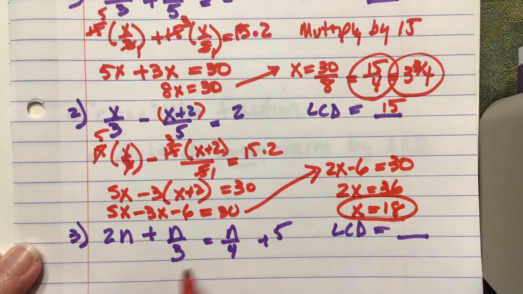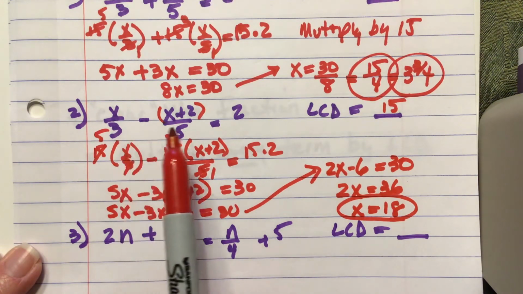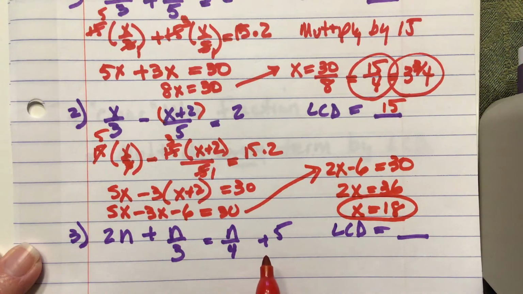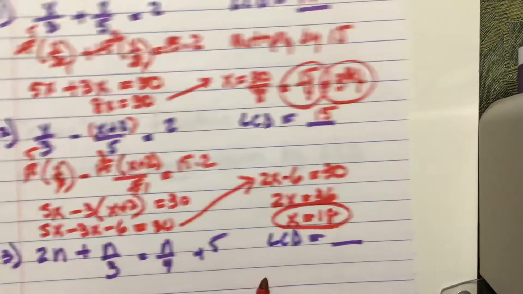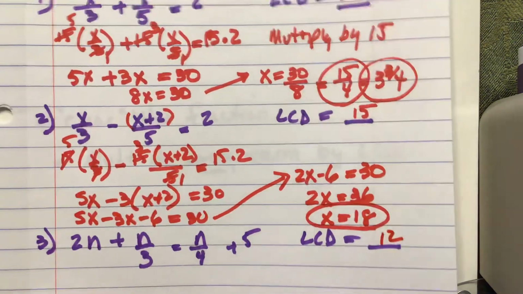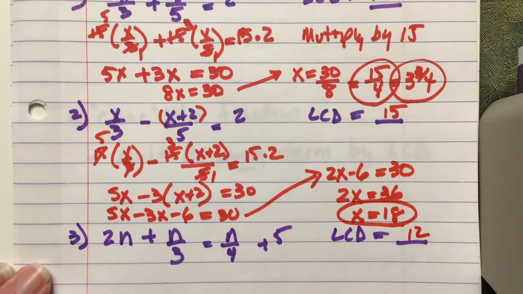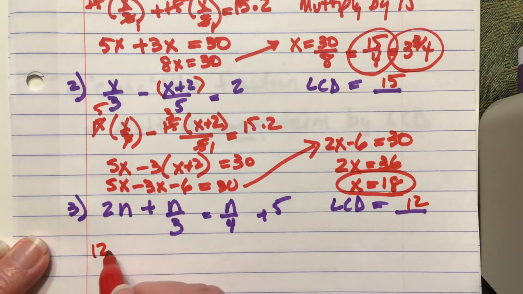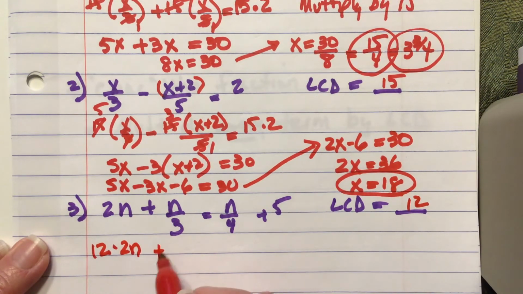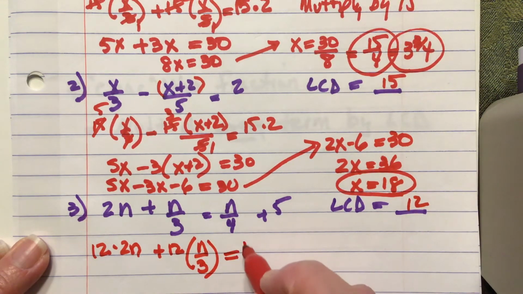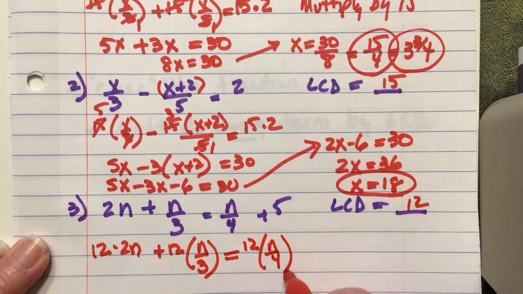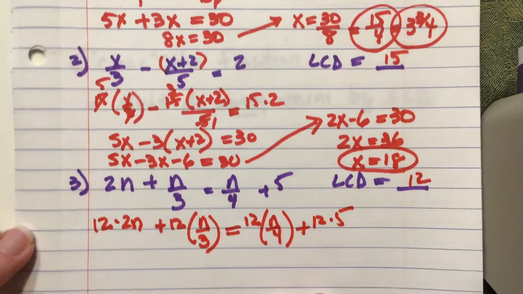2n plus n over 3 is equal to n over 4 plus 5. So my previous equation had 3 terms. This one has 4 terms. We're still going to do it the same way. I look at my fractions, find my common denominator, 3 and 4. The common denominator would be 12. So I'm going to multiply each term, every term, by 12. So this becomes 12 times 2n plus 12 times n over 3 is equal to 12 times n over 4 plus 12 times 5.